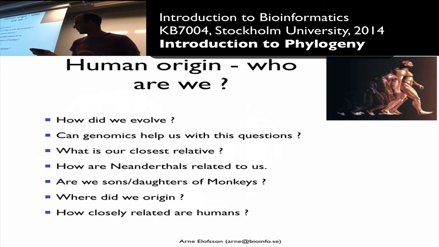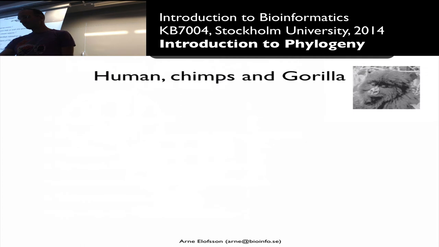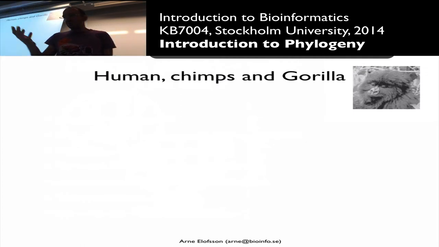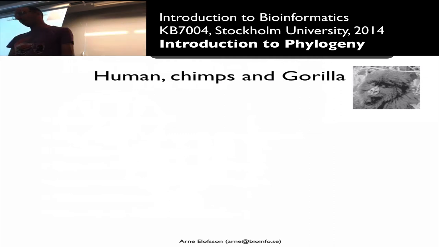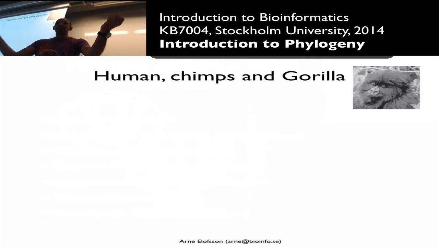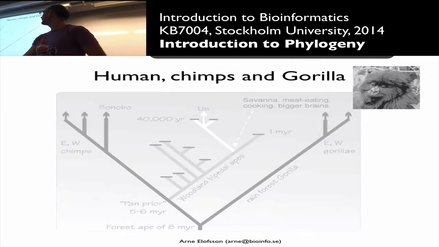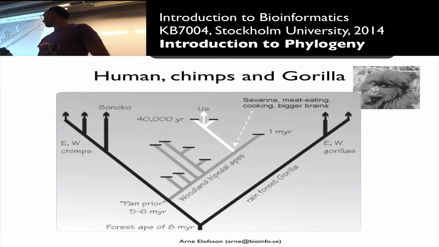And how closely related are all humans to each other? So let's start with humans, chimps, gorillas, and the primates. It's clear that we are most similar to chimps and gorillas. From physiology, we have thumbs that we can do things with, which no other monkeys have, and brain size, whatever you want to look at. And from sequencing, you have quite a clear picture.